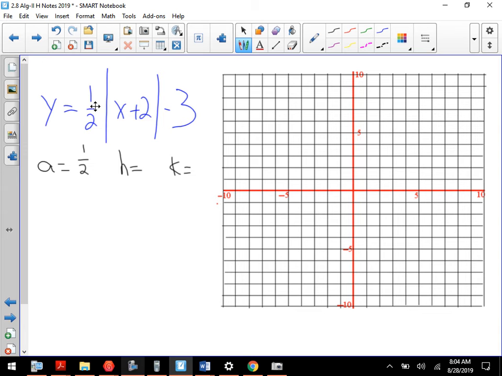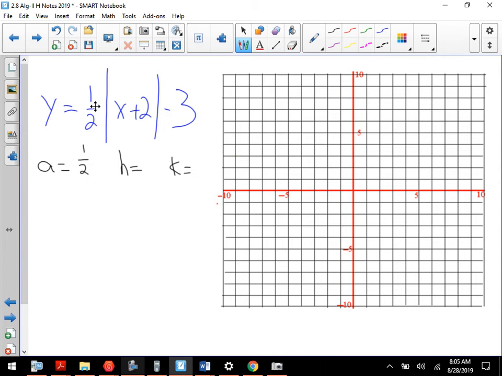What's your h value? And your k? 3. Is it 3 or negative 3? Negative. It's negative 3. Why? When it's a minus h, it's the opposite of the sign. When it's plus k, it is the sign. It's just one of those weird rules you get used to.